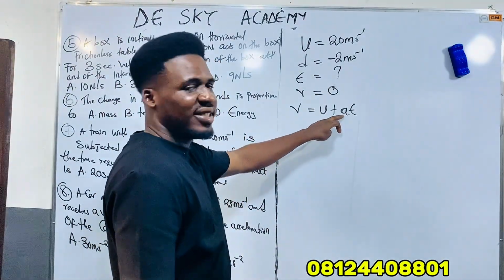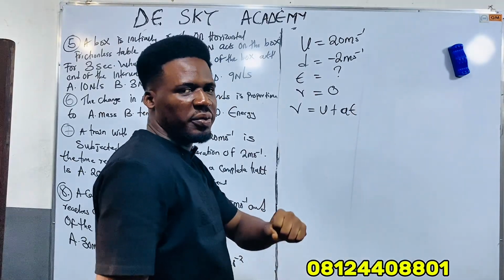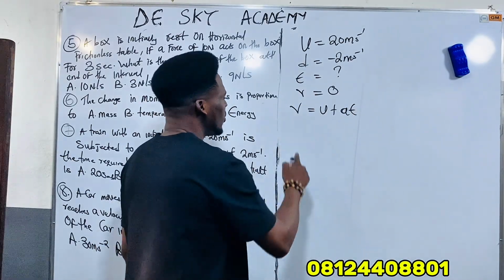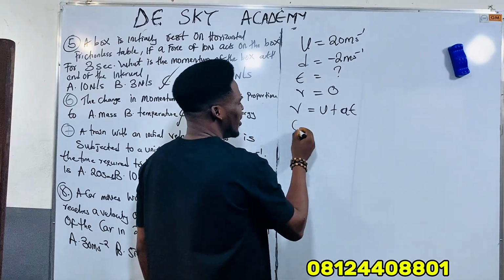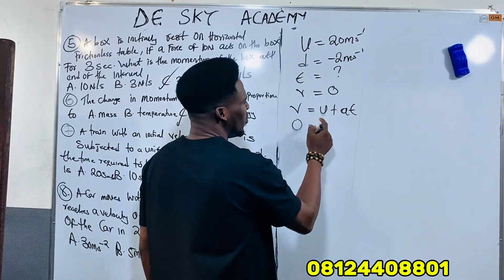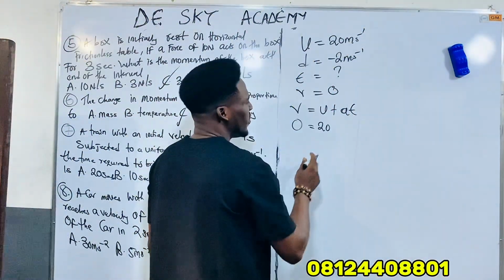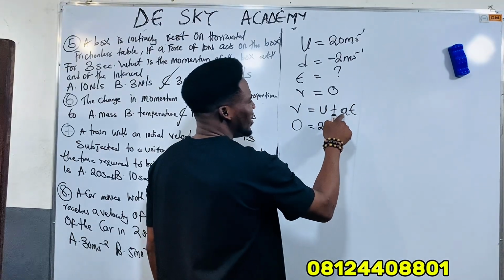This A now is deceleration, and we are looking for time. So can we solve it now? So what is V? V here is 0. That is the final velocity. What is U? U is 20. Then plus, what is A?